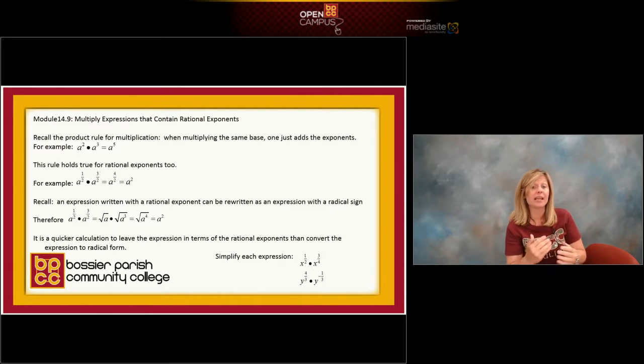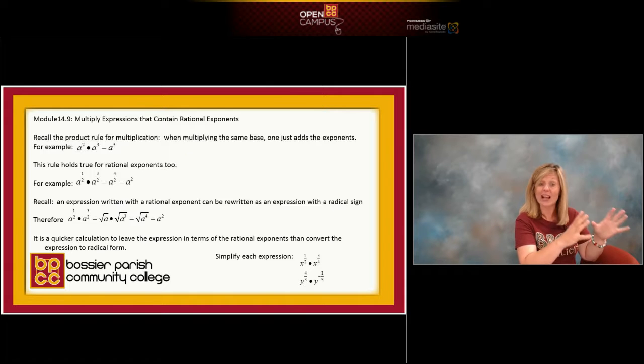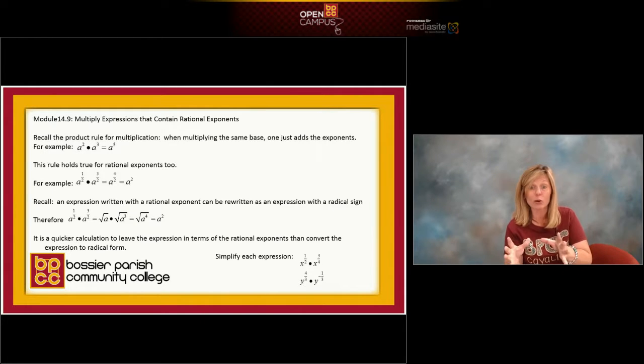A to the 3/2 means on the letter a, the exponent would be 3, and again the root would be a square root. So we would rewrite that as square root of a cubed. So now if I rewrite from rational exponents to radical form with roots, I have square root of a times square root of a cubed, which I can multiply. I'd get square root of a to the 4th, and a to the 4th is a perfect square, and the square root of a to the 4th is a squared. So if I rewrote those rational exponents as roots, I would get the same answer.